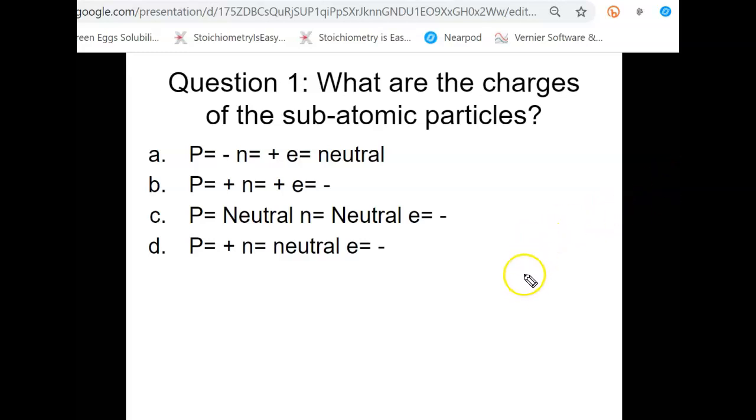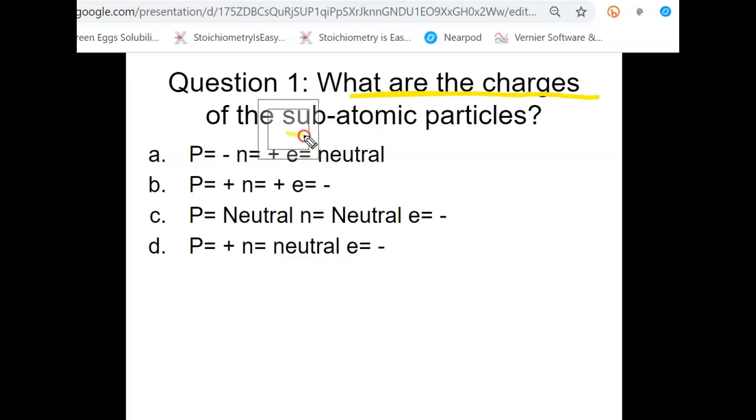Okay, so by now you should have had time to answer the question. What we're going to do is use a process of elimination on each one of these to decide which is the correct answer. So what are the charges of the subatomic particles? That is what we are looking for right there.